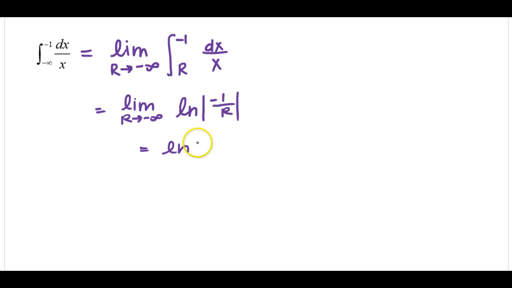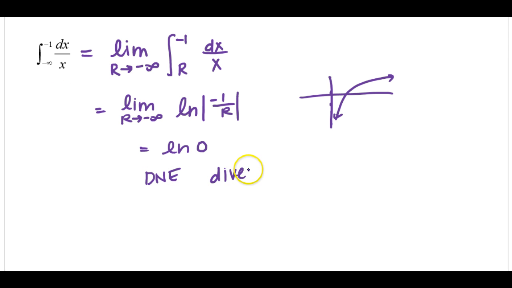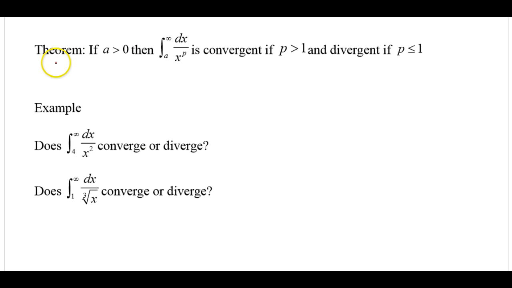So we'd have the natural log of 0, which doesn't make sense. I cannot substitute 0 into the natural log function. So if we think about the natural log graph, it looks like this, and there's a vertical asymptote along the y-axis. So the natural log of 0 is a non-real number, so this does not exist. So in other words, this improper integral diverges.